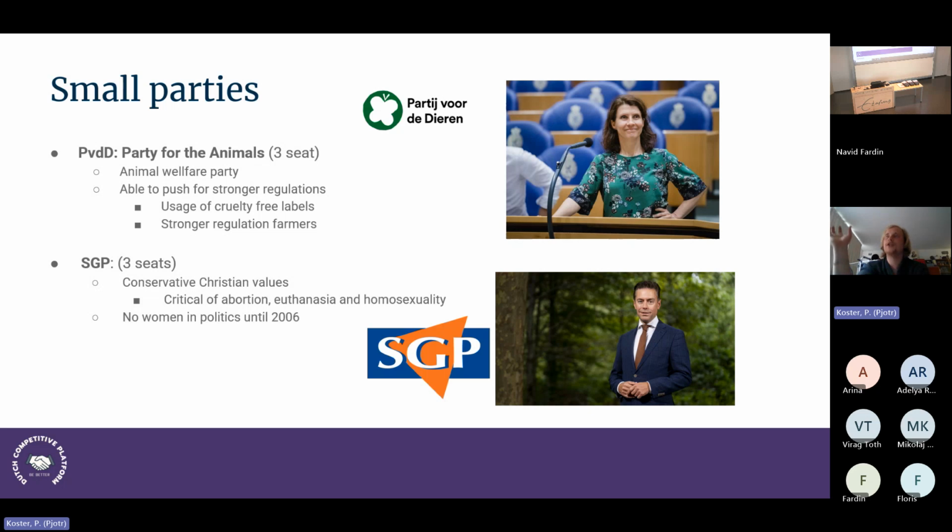What are the other parties that are here? I think two other parties are still interesting to talk about. So the first one is the Party for the Animals. This one has 3 seats, just like DENK, and this is just an animal welfare party.